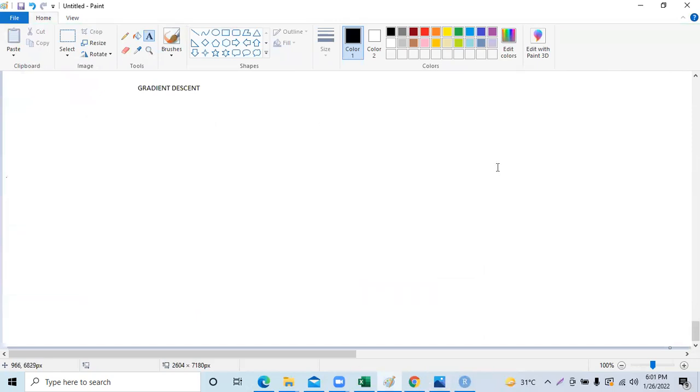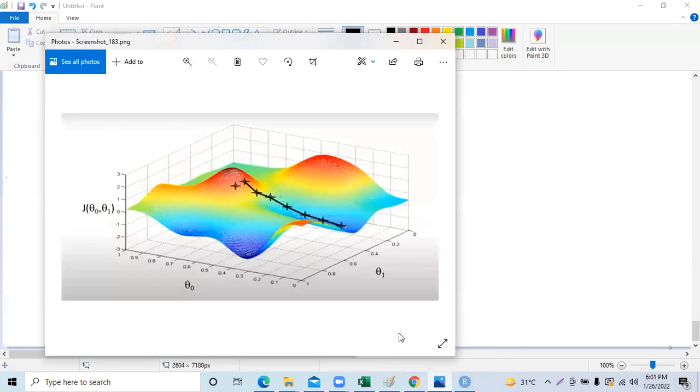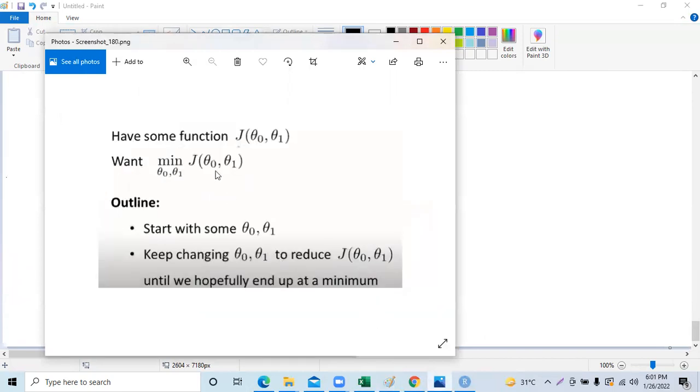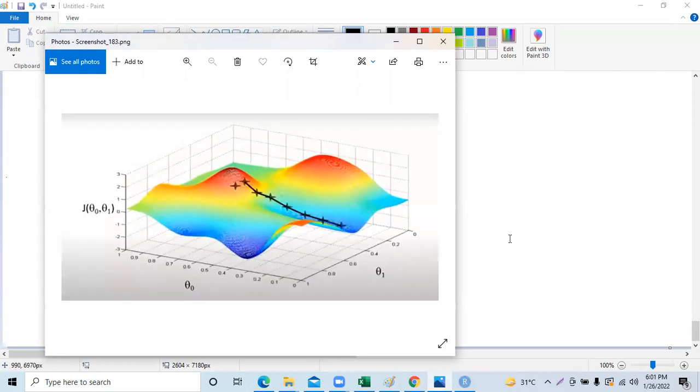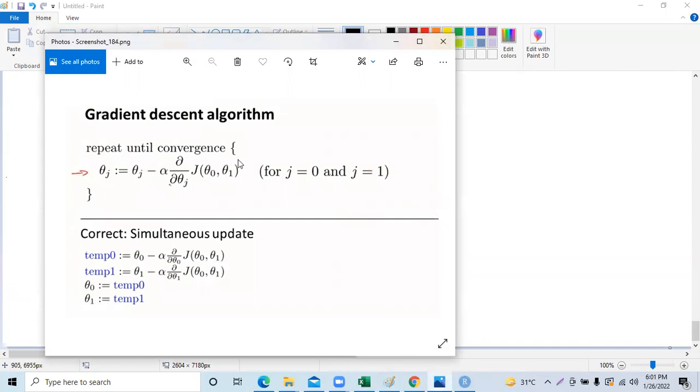I took a screenshot because I didn't want to be writing this out. It's very hard to write on my laptop. So let's look at that screenshot. This is the gradient descent algorithm. I need you to write this down. I'm going to explain everything bit by bit.